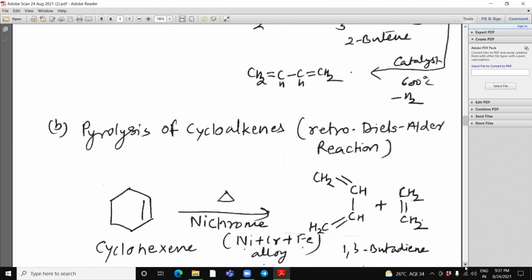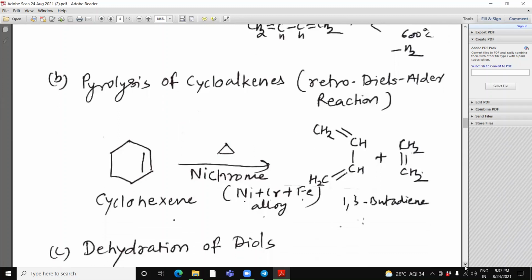Pyrolysis of cycloalkenes, it is called retro-Diels-Alder reaction. If cyclohexene is treated with nichrome catalyst, it is a mixture of nickel, chromium, iron, then we will get 1,3-butadiene and ethene.